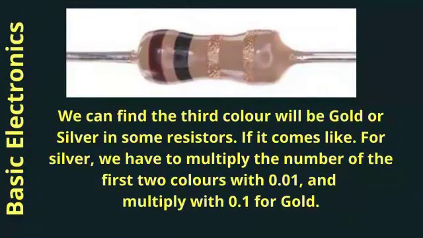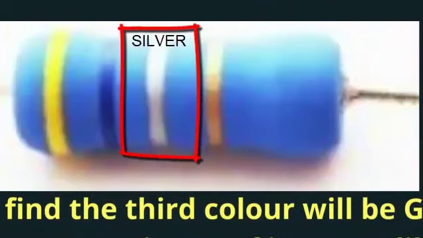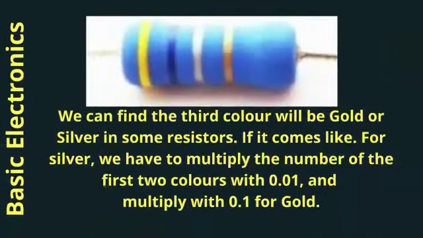We can find the third color will be gold or silver in some resistors. In this condition, multiply with 0.1 for gold. For silver, we have to multiply the number of the first two colors with 0.01.